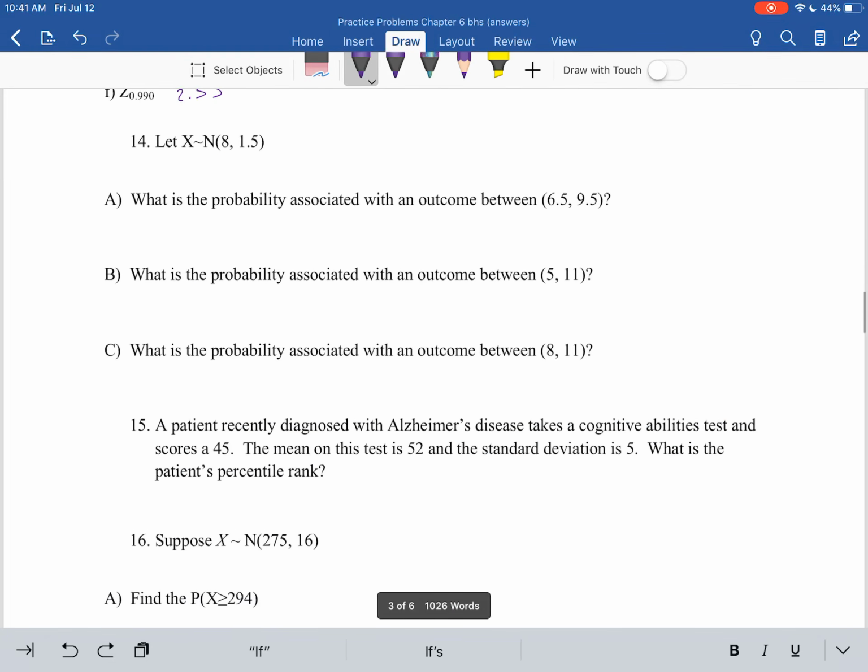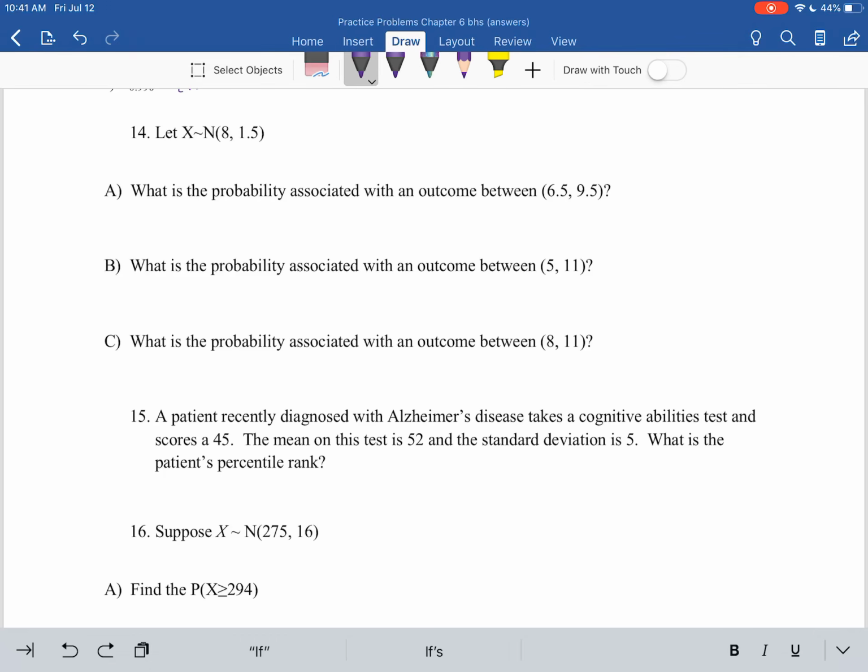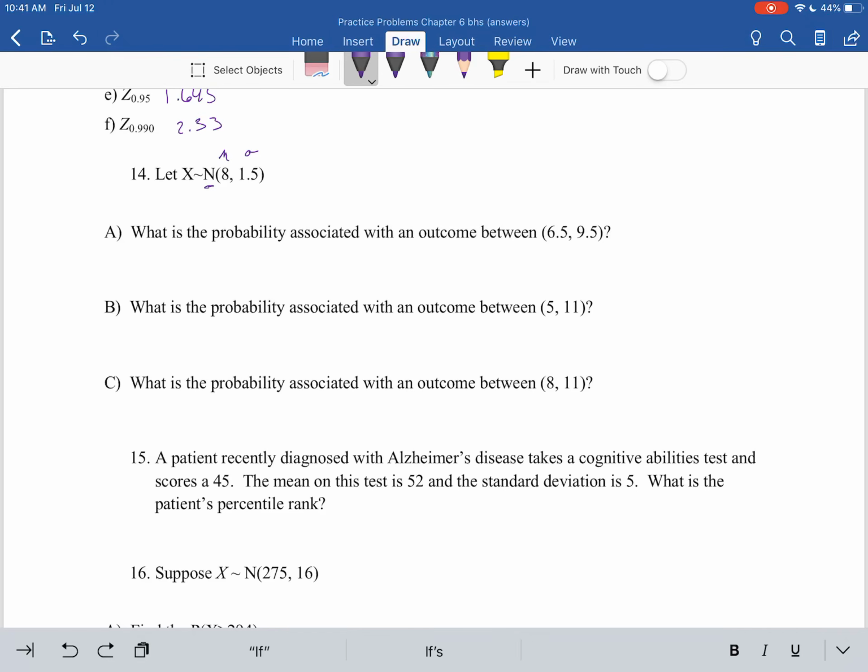Moving on to number 14, what is the probability associated between these outcomes? Where we have x is normally distributed, N(8, 1.5). So we know our mu is 8 and our standard deviation is 1.5. So if you wanted to, we can kind of graph this out. Draw your graph. You have your mu, and we know mu is 8.